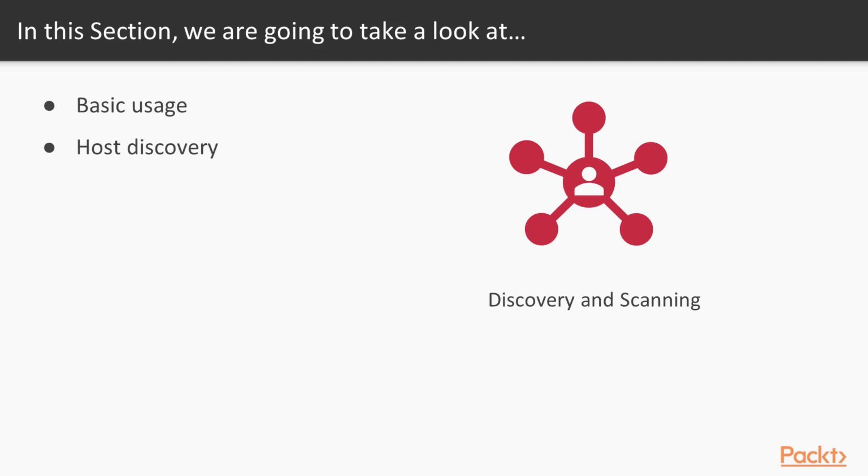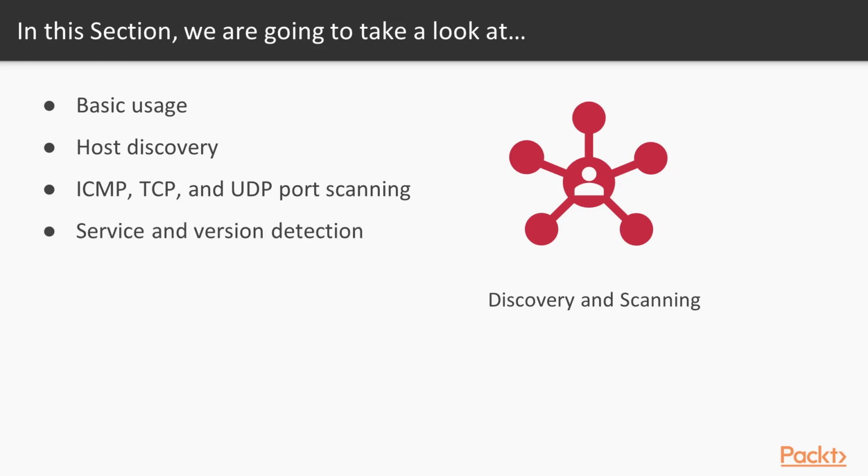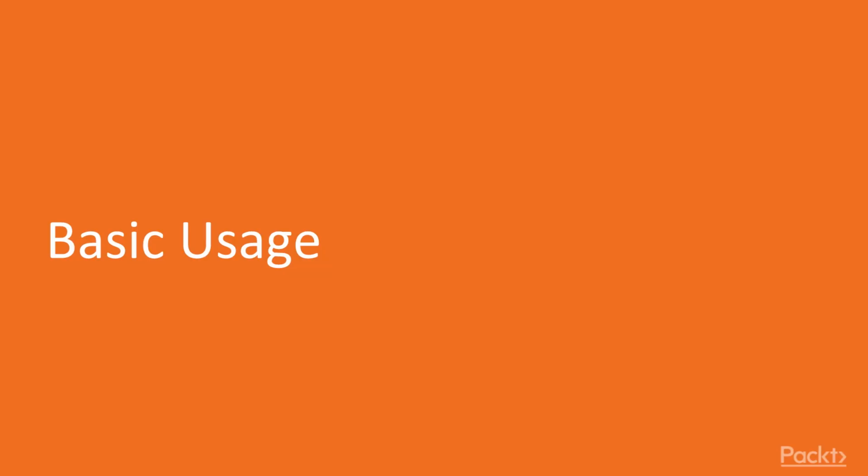Now, during our discovery process, we're going to talk about the ICMP, TCP, and UDP protocols and how they're used to scan and discover hosts. This will be particularly useful because later on in the section, we'll use them to analyze our hosts. This is going to include information such as the hosts running services, their versions, and their operating systems. Let's begin by exploring the basic usage of Nmap.